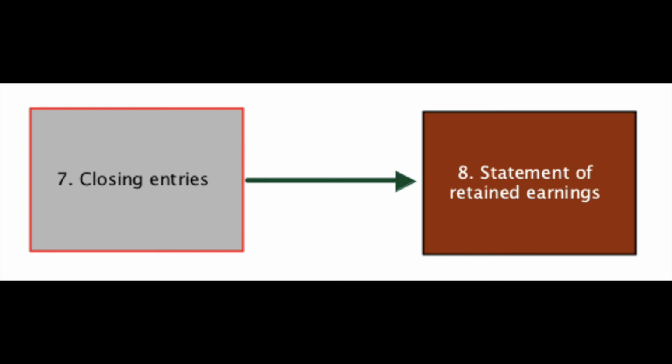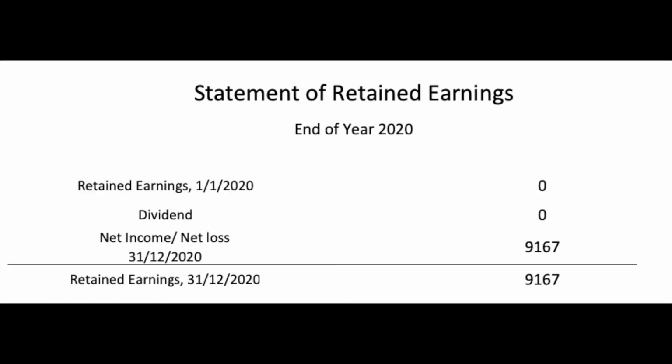8. Statement of retained earnings. Statement of retained earnings is used to calculate the ending retained earnings. It starts with beginning retained earnings, minus dividends, plus net income or net loss.